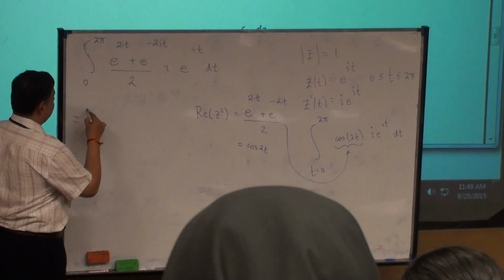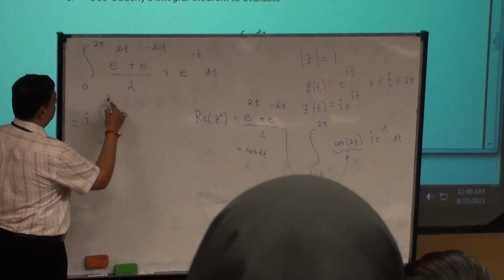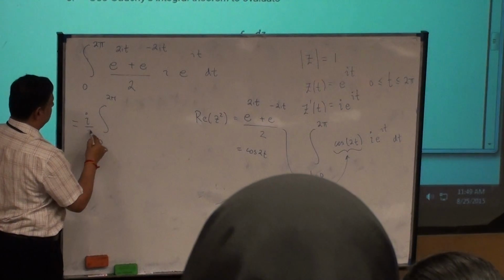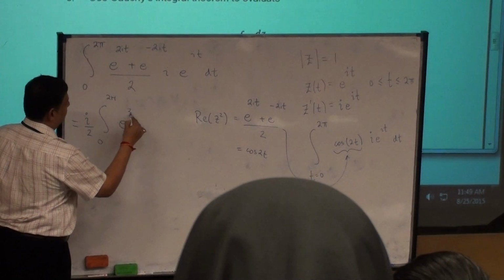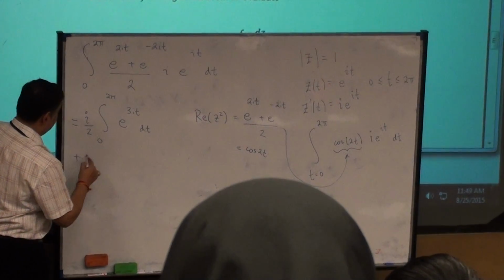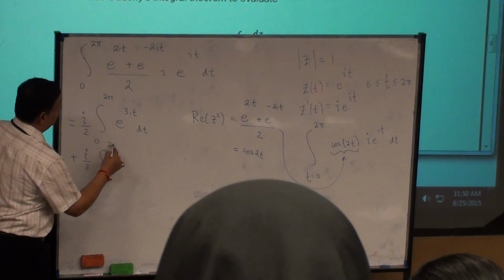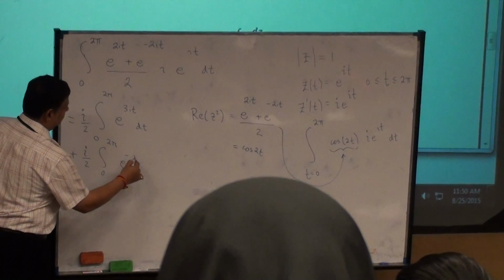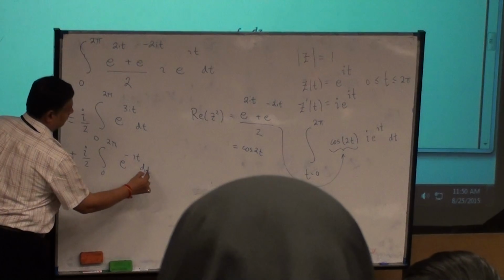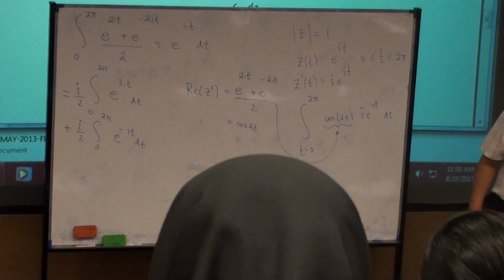Okay, so the first one is i times the integral from 0 to 2 pi, and you can also take out the 2, of e^(3it) dt. Then you have plus i divided by 2, the integral from 0 to 2 pi, of e^(-it) dt. Okay?